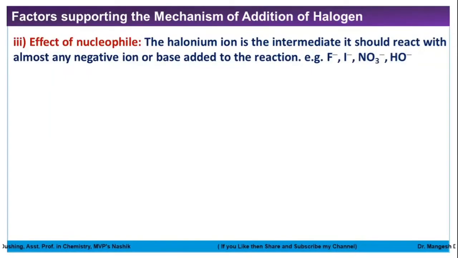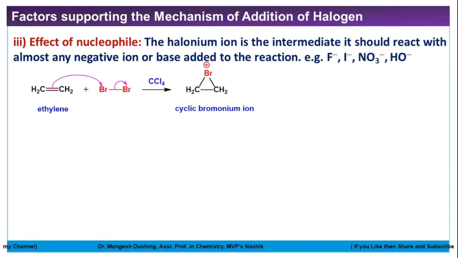Third factor is the effect of nucleophile. The halonium ion is the intermediate. It should react with almost any negative ion or base added to the reaction, for example F minus, I minus, NO3 minus or HO minus. So here, suppose this is an ethylene molecule and this is our reagent Br2 in presence of CCl4 as a solvent. There will be the formation of a cyclic bromonium ion. This is the first step, right? Cyclic bromonium ion will form.